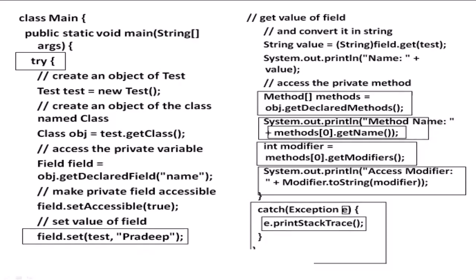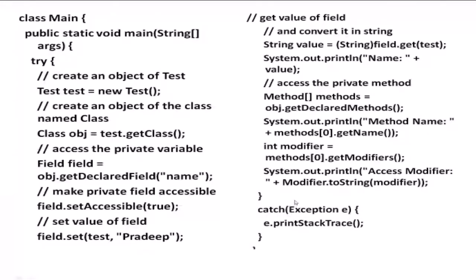Here e is an exception object, which we have used as Exception e. Exception is the topmost class of all exceptions. e.printStackTrace will catch the sequence of exceptions.